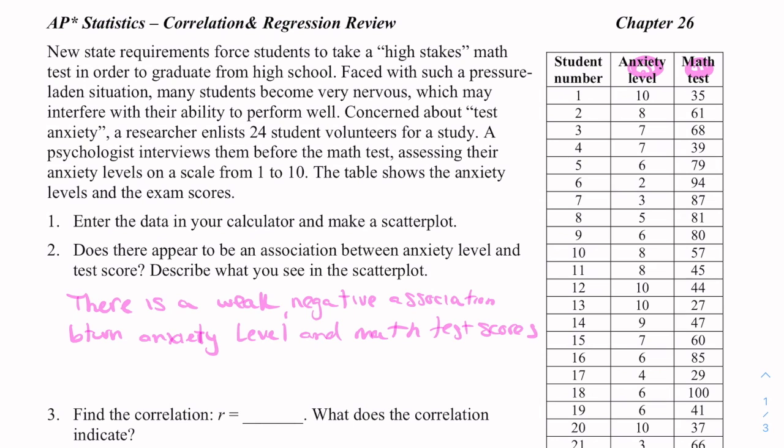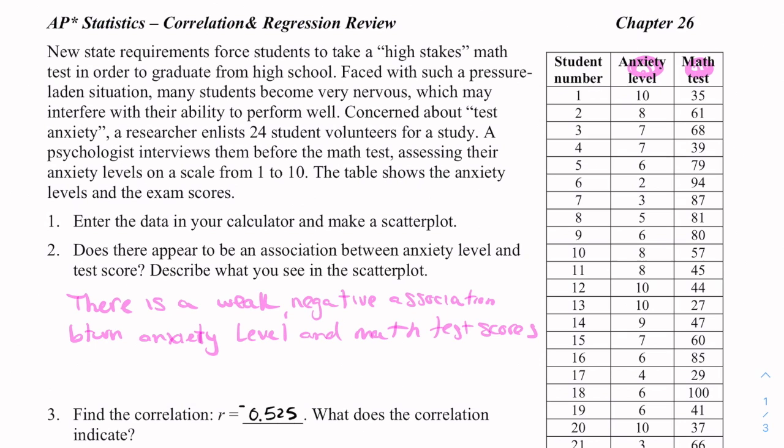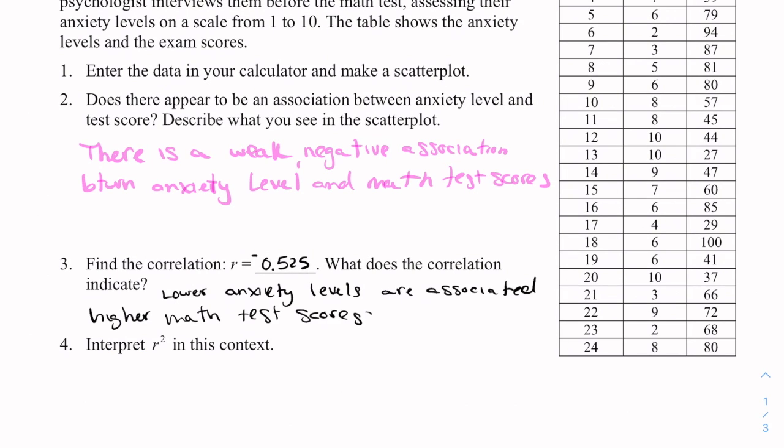So next up, it says find R. From our calculator, we have R to be negative, which makes sense, 0.525. And what does this correlation mean? So generally, lower anxiety levels are associated with higher math test scores. And our R value tells you how well our model fits our data.